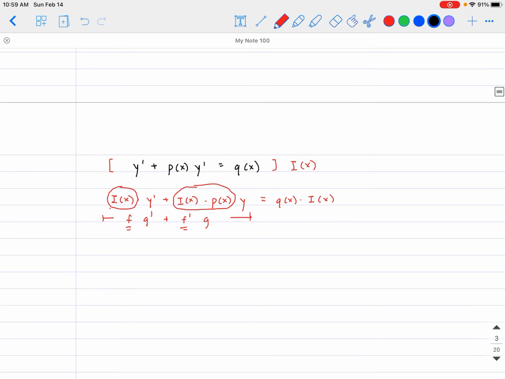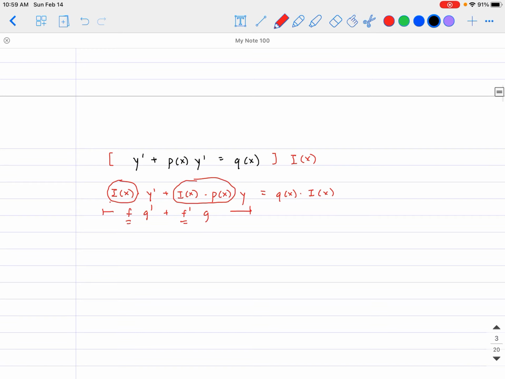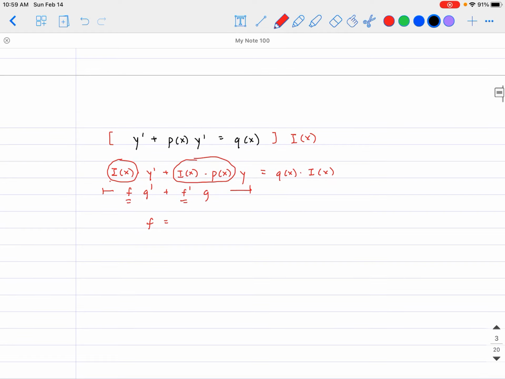So what that means is I need to find a function, an equation where the derivative is basically a part of itself. I need to find an equation where the derivative is itself. So let me write that out first. f is equal to some function I of x, and then f prime is going to be equal to I of x multiplied by p of x.